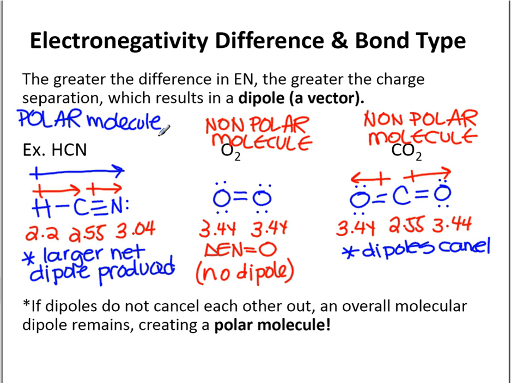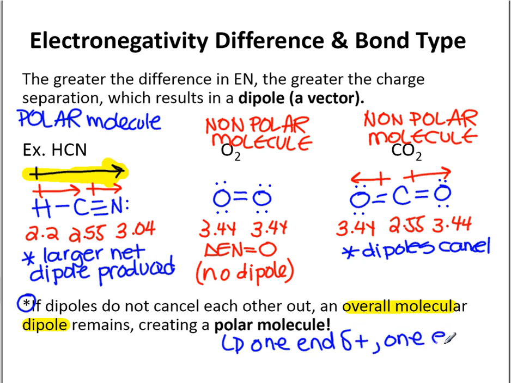So down here, as a summary note with what we're doing, if your dipoles do not cancel each other out, you get an overall molecular dipole remaining. So the overall molecular dipole we're referring to is this guy here. If that's what's left, then you get a polar molecule. And polar molecule means you'll have one end with a partial positive charge and one end with that partial negative charge.